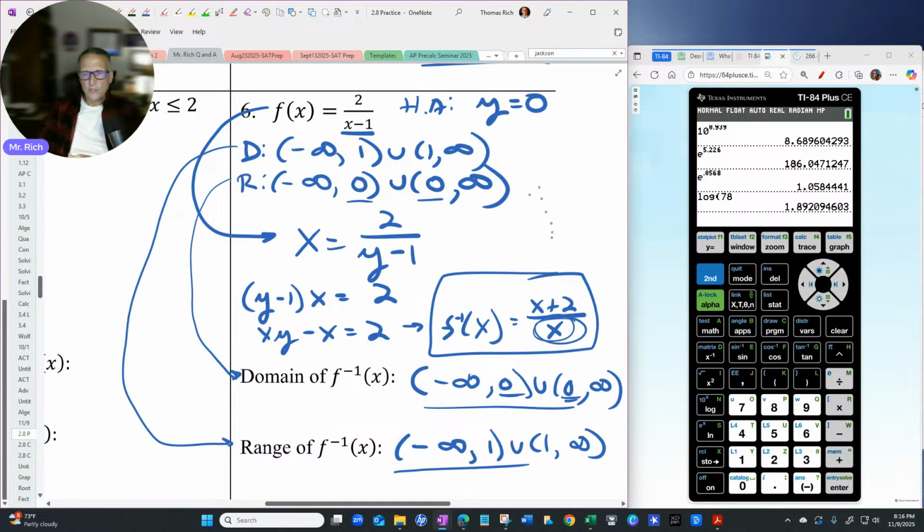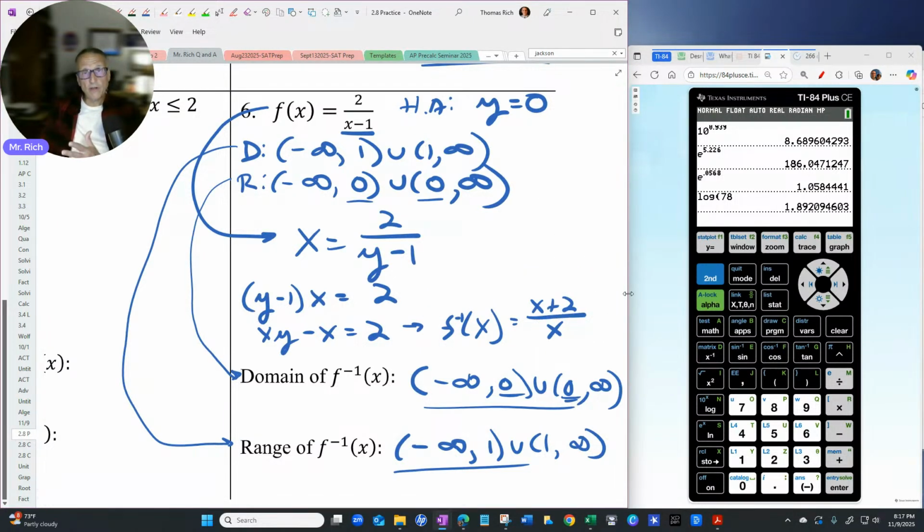Furthermore, you know that this inverse function, if you were to graph it, would have a horizontal asymptote at y equals 1, because you've got the same degree on the top and bottom. And when the degree is the same on this rational function, then you've got a horizontal asymptote at the ratio of their two coefficients. So the two coefficients are 1 and 1, and therefore you have a horizontal asymptote at y equals 1. Therefore, we excluded 1 from the range.